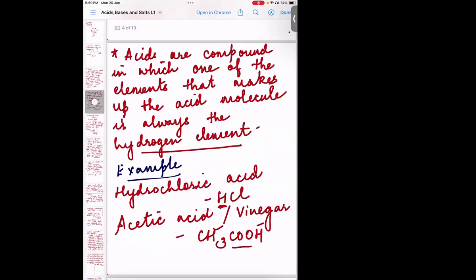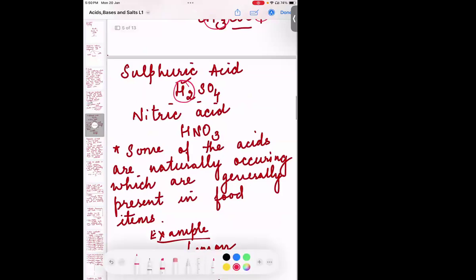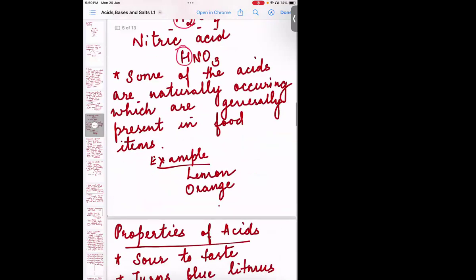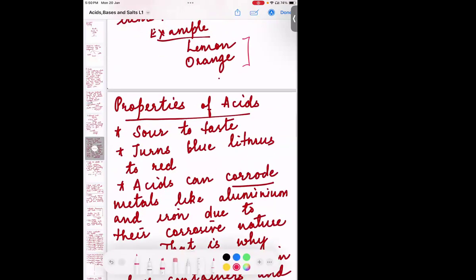Then, it's a compound which has hydrogen. Always keep in mind that an acid will compulsorily have hydrogen in it. Like hydrochloric acid has hydrogen in it. Then acetic acid, CH3COOH, also has hydrogen. Sulfuric acid also has hydrogen, and nitric acid also has hydrogen. So each and every acid has hydrogen in it. They can be naturally present, and we can eat them, like lemon and orange, which naturally have acids in them.